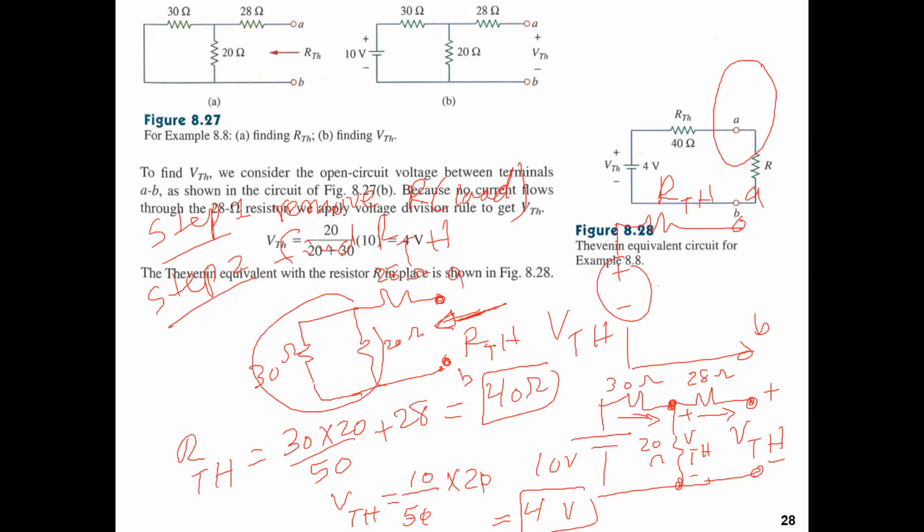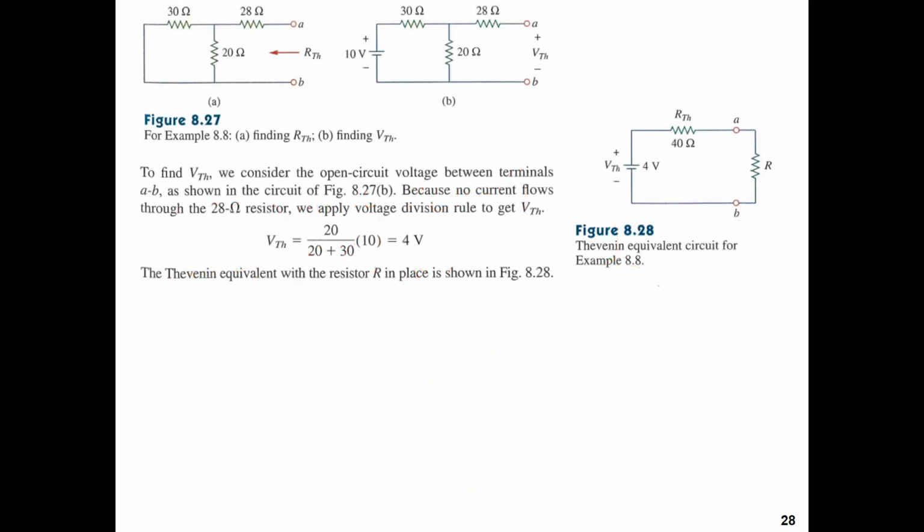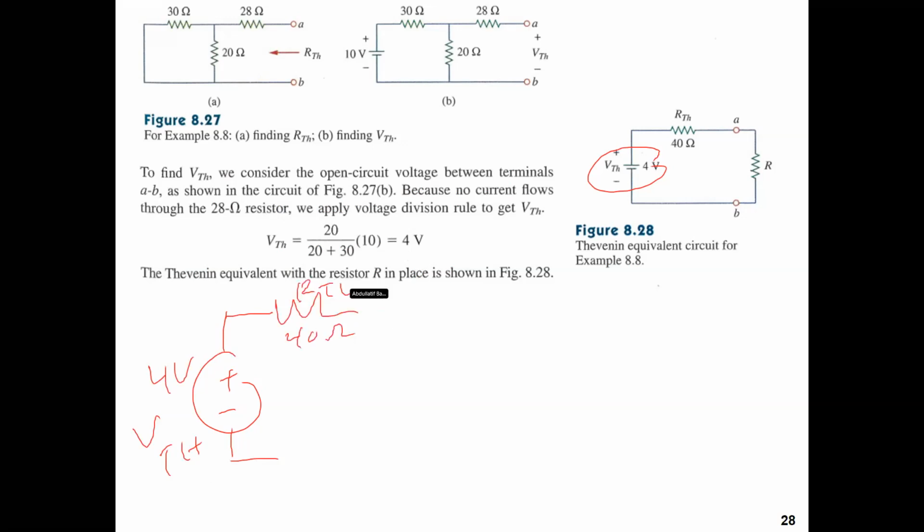Okay, so the final answer to this problem is just to draw the equivalent circuit. Again, you could draw a circle, the plus or minus, or batteries. So that would be our VTH equal to 4 volt, and the resistance 40 ohm is RTH, and then we complete. So this circuit here is the same as the original circuit.